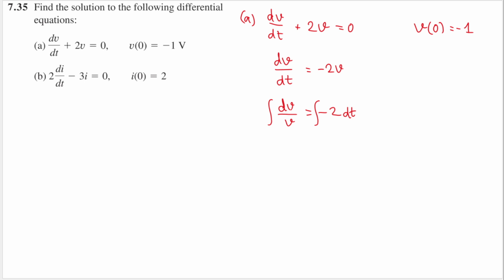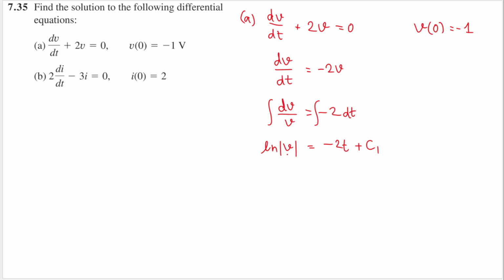And this is actually 1 over v dv integrated, right? And we all know that it is the natural log. So we will have ln v here, and then on the other side, we will have minus 2t. And remember that we have actually plus a constant on the left hand side and plus a constant on the right hand side. But then we can merge them into one constant on the right hand side, right? So I will have some constant here.